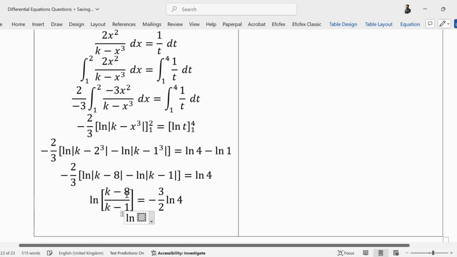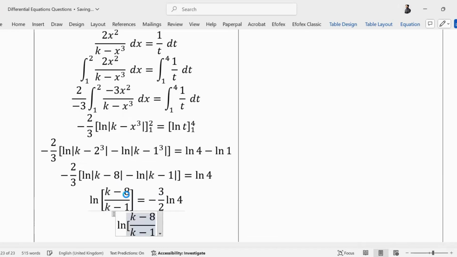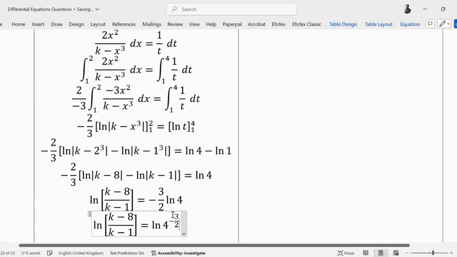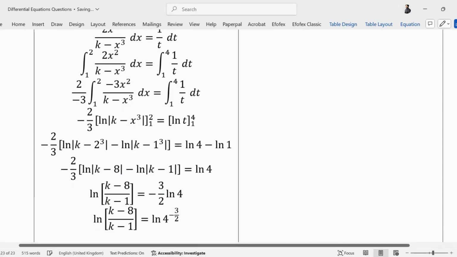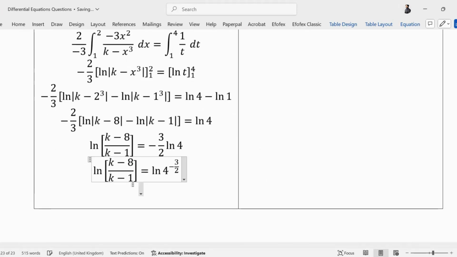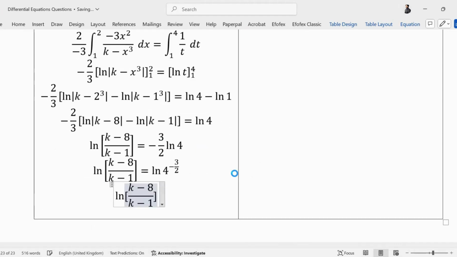Ln of (k minus 8) upon (k minus 1) is basically ln 4 to the power minus 3 upon 2. If I do 4 to the power minus 3 upon 2, that is simply 1 upon 8. So I can write it as ln of (k minus 8) upon (k minus 1) is equal to ln of 1 upon 8.